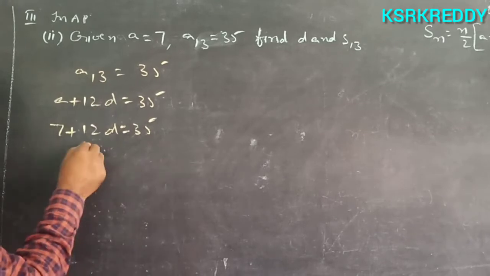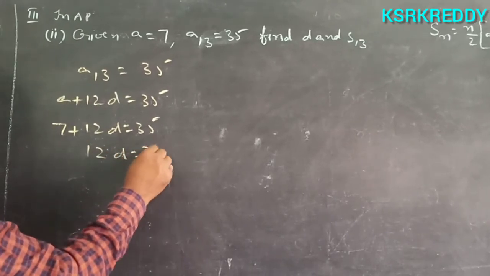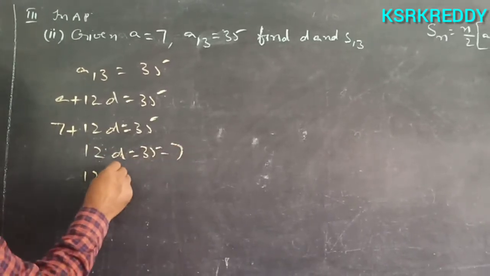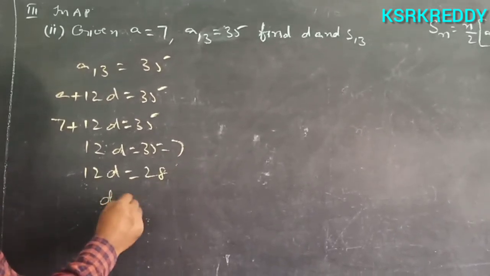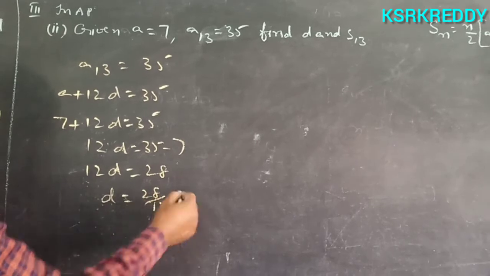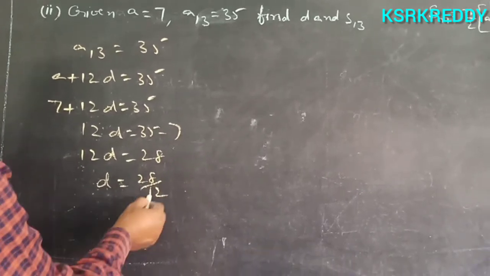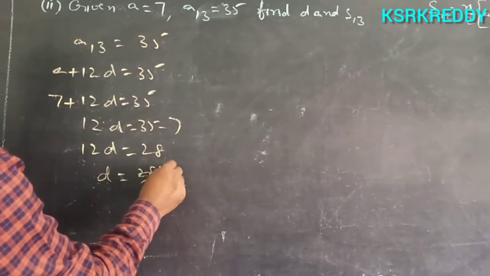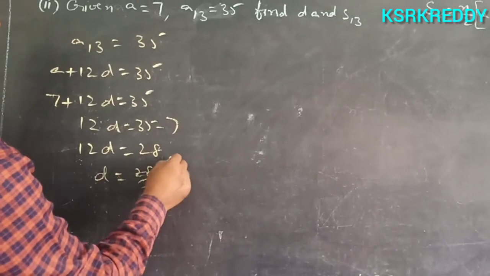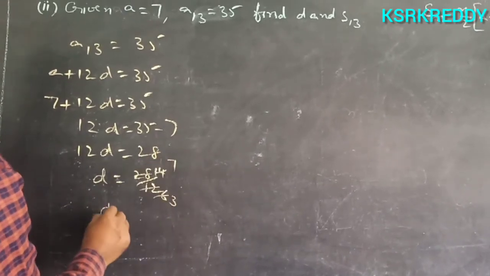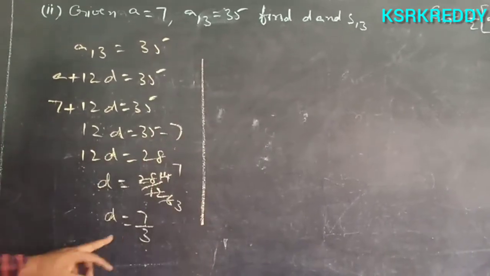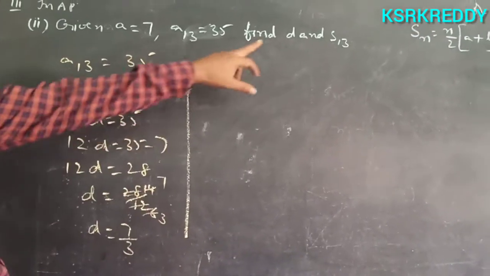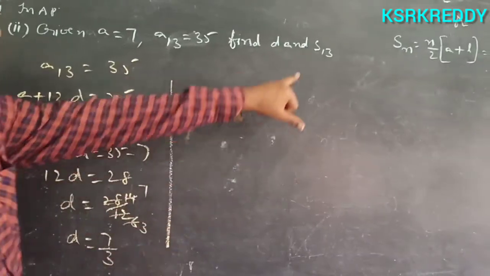7 changes side. 12D is equal to 35 minus 7. 12D equal to, what is it? 28. D is equal to 28 by 12. 28 by 12: 2 sixes are 12, 2 fourteens are 28. Next 2 threes, 2 sevens. So D equal to 7 by 3. D equal to 7 by 3. So we found the D value.